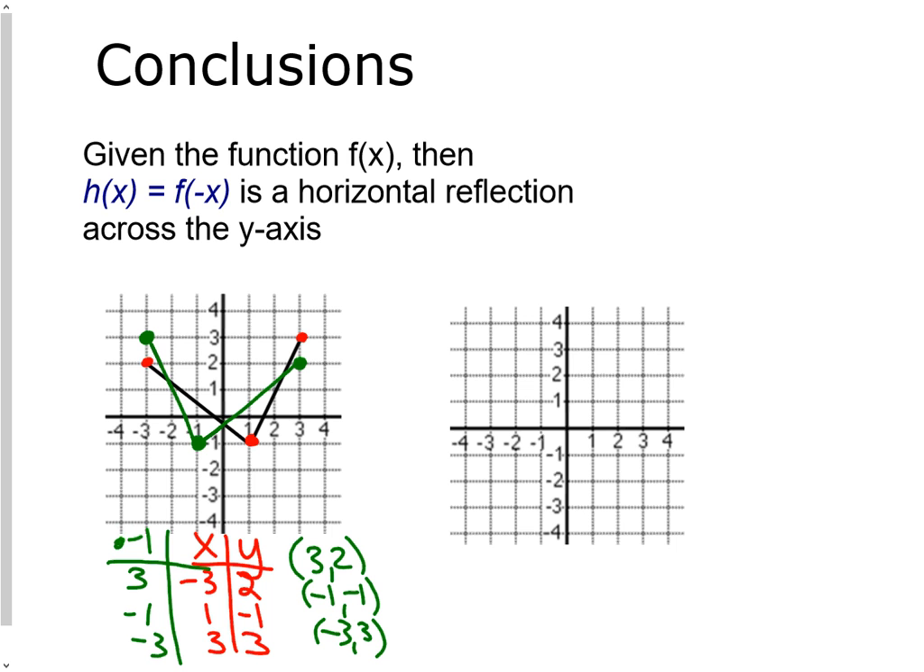So now I can combine those. So this was our h of x, our original. And then this is f of -x in the green, our reflection. And that reflection came from the y-axis.